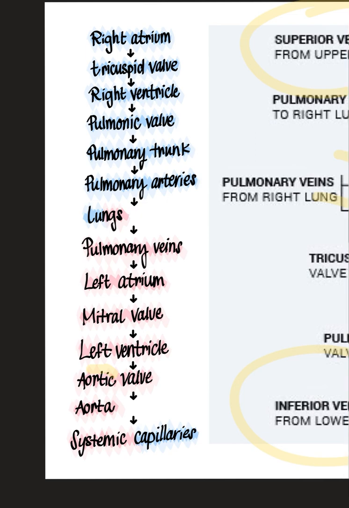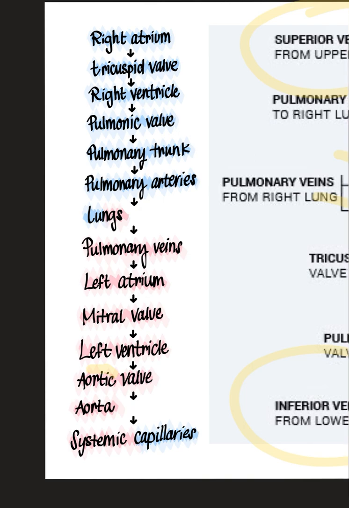At the lungs, the deoxygenated blood gains oxygen and comes back to the heart via 4 pulmonary veins. That oxygenated blood then moves into the left atrium, past the mitral valve, then into the left ventricle. From the left ventricle, we're going to see that blood move through the aortic valve in order to get into the aorta, which has many branches and lead to systemic capillaries.